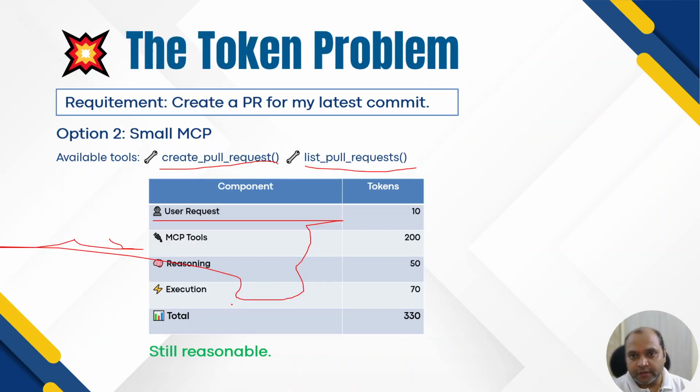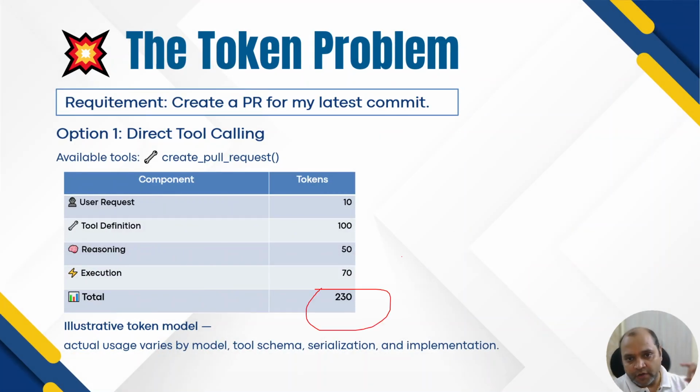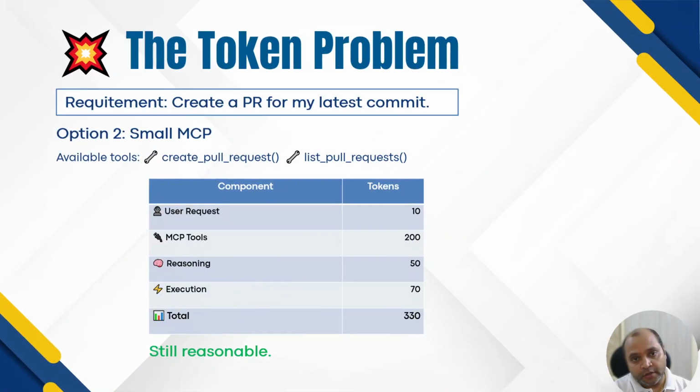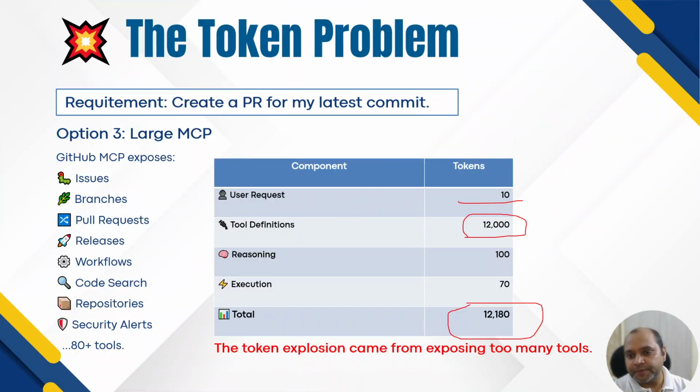If you go back, can you see? If you are directly calling a tool, your token consumption would be approximately 200 or 300, and where you call a big MCP server to fulfill your small demand, your token consumption is really high. So this is called token explosion. Token explosion comes due to the large number of tools which are available in the MCP server.